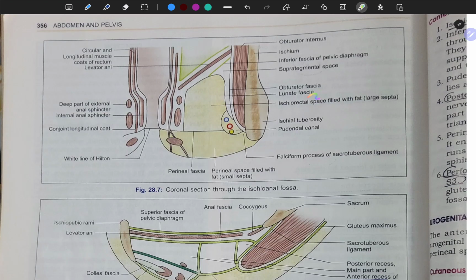And there is the ischiorectal space, which is present on either side of the anal canal, and it is filled with fat. The pudendal canal lies at the lateral wall of the ischiorectal space, which mainly contains pudendal vessels. So very important are these two ligaments. The inferior fascia of the pelvic diaphragm will form the roof of the ischiorectal fossa.